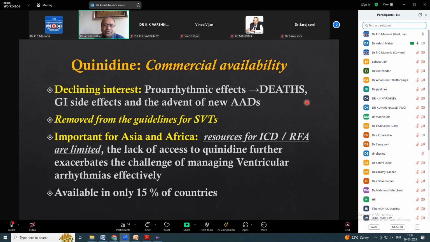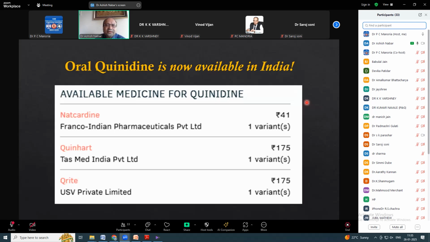But I think it is important to reintroduce this drug in our practice, because for the primary electrical disorders that I mentioned, the ideal treatment is, of course, an ICD, and in some of them an RF ablation. But the access to ICD is not uniform in a varied geography like ours, and therefore quinidine does have a role, and I'll deal with it soon. Now, for the sake of some of you, quinidine is now re-available in the Indian market by these various names: Curide, Quinhart, Natcardine, and you can source it from our pharmacies.